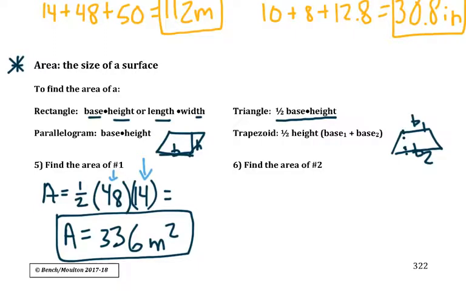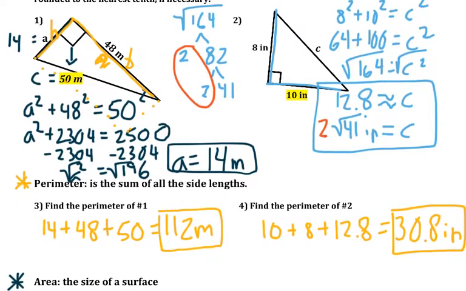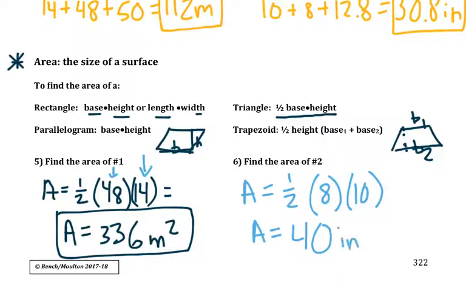Number 6, find the area of number 2. So again, we're dealing with a triangle. So we're going to go ahead and set that up. The area is equal to 1/2 times, we're going to look at our base and our height. Remember, the legs are our base and our height. So we have 8 and 10. So it's 1/2 times 8 times 10. So 1/2 times 8 is 4, times 10 would be 40. So the area of this right triangle is 40 inches squared.